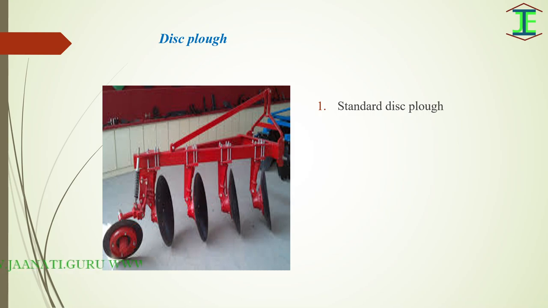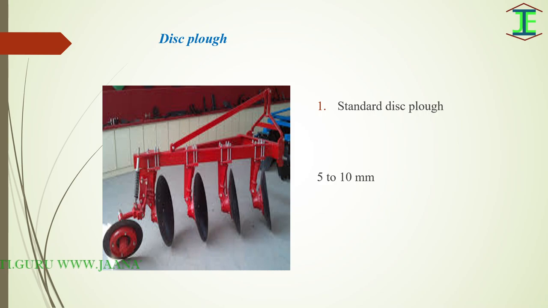So in disc plough, the cutting element is the disc. In indigenous plough, there will be a share, and in MB plough, there will be share, mold board, and also land side. And in disc plough, there will be discs. The size of this disc varies from 60 to 90 centimeter diameter, and it is made up of heat treated steel. The thickness of this disc varies from 5 mm to 10 mm.